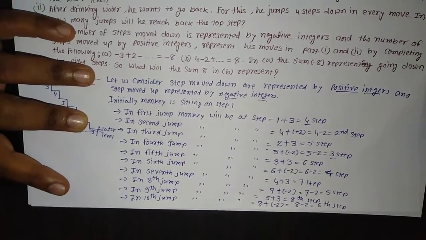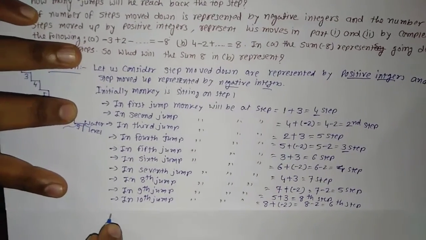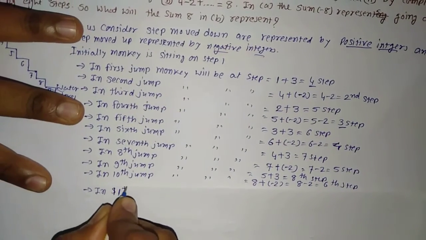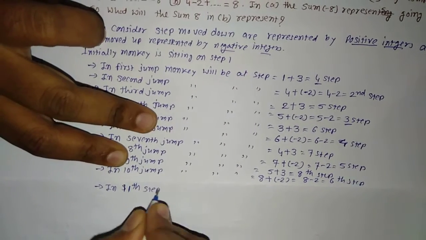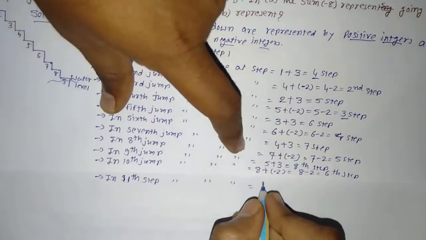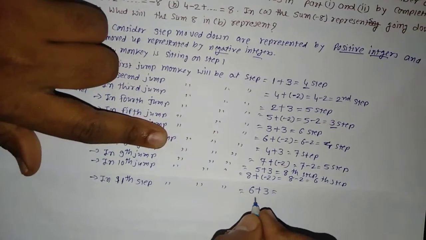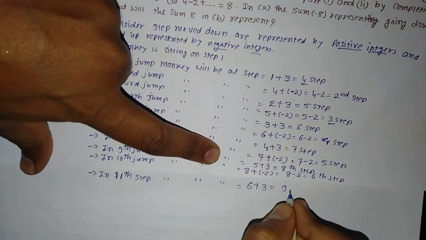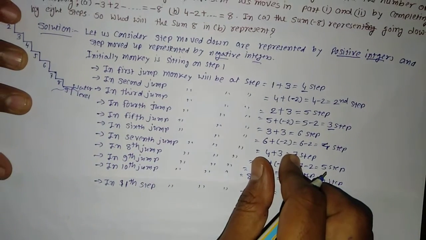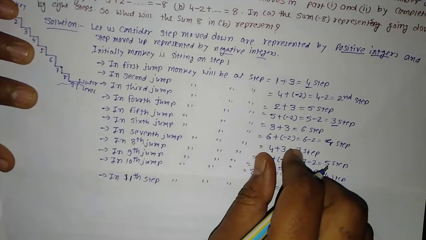Now what will be happening at the step number 11? We'll see here. I'll write it, 11th jump, where will be the monkey? On 10th jump, the monkey was on 6th step, plus 3 steps monkey goes down. So 6 plus 3 is equal to 9 step. So at the 11th jump, monkey reaches the water level, which is at the 9th step.